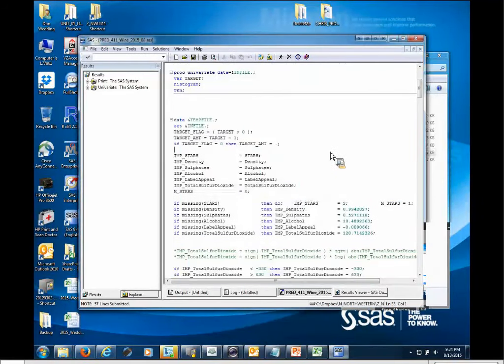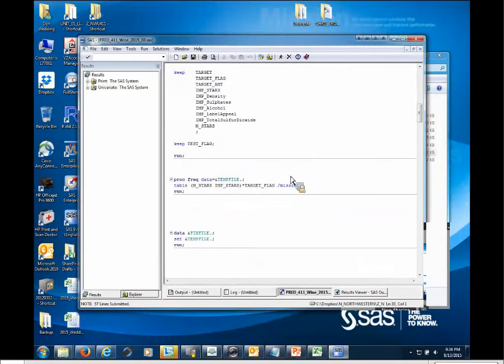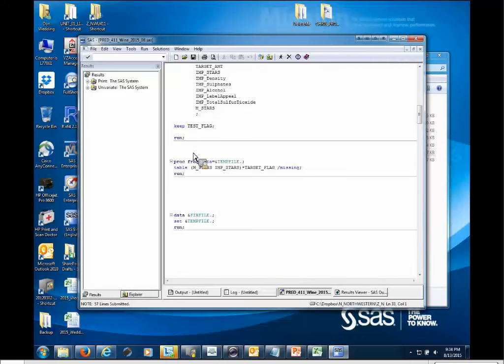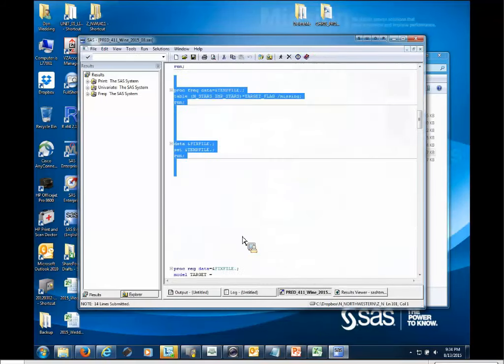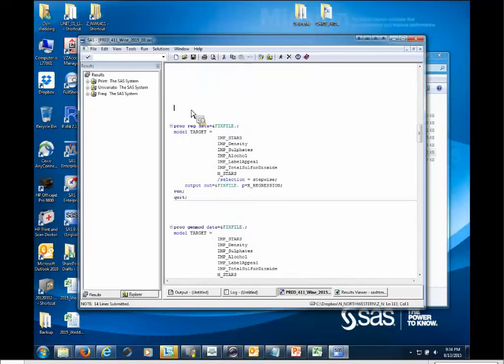But here I fixed all the missing values, and now here is where I start building the models. I come down here and I did a proc reg. For the proc reg, I'm just going to use the raw target. This is how many bottles of wine the guy bought: 0, 1, 2, 3. I'm just using the raw value.